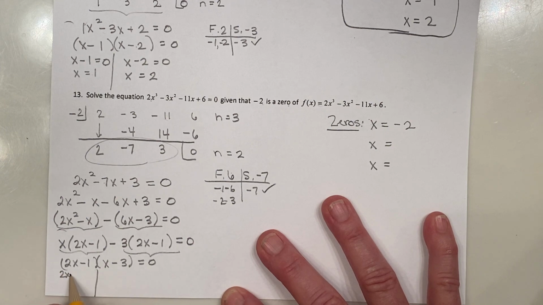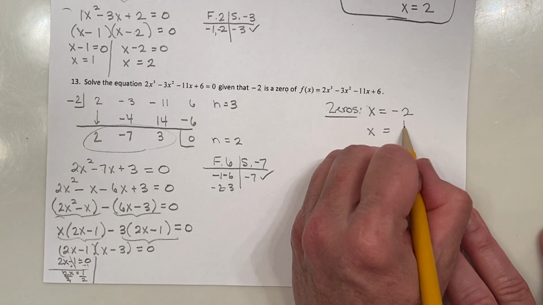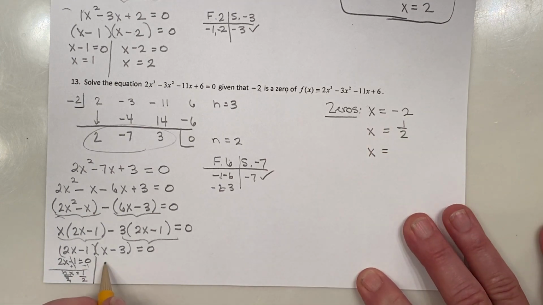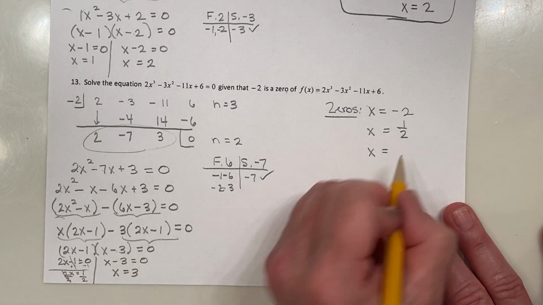Set each factor equal to 0. So I'm going to add a 1 here and add a 1 here. So 2x equals 1, divide by 2, divide by 2. So I have a 0 of x equals 1/2. And then here, from this factor, x minus 3, we get a 0 of +3.